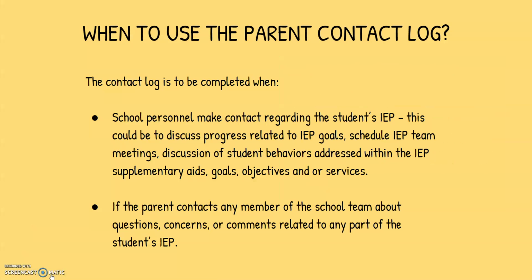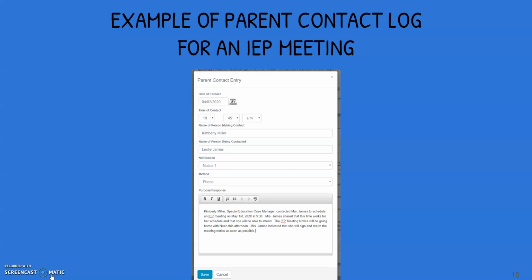When to use the parent contact log. The contact log is to be completed when school personnel makes contact regarding the student's IEP. This could be to discuss progress related to IEP goals, schedule IEP team meetings, discussion of student behaviors addressed within the IEP, supplementary aids, goals, objectives, or services. These are just some examples. If the parent contacts any member of the school team about questions, concerns, or comments related to any part of the IEP, the parent contact log should be completed.